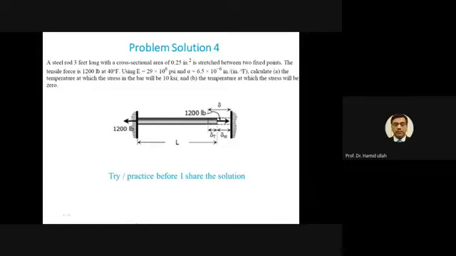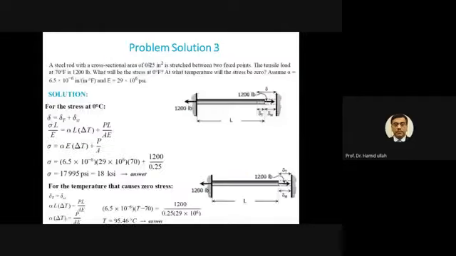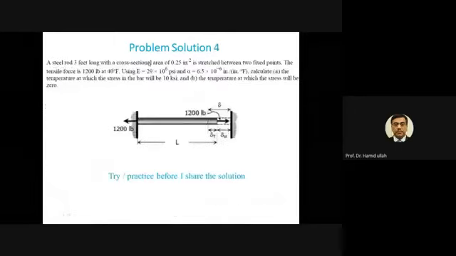The numerical, if you look into this figure, it is the same, but the data is changed. In the previous problem, what was mentioned was: what will be the stress at 0 degrees. Here, what is mentioned? Calculate the temperature at which the stress in the bar will be 10 kilo psi, and second, the temperature at which the stress will be 0.